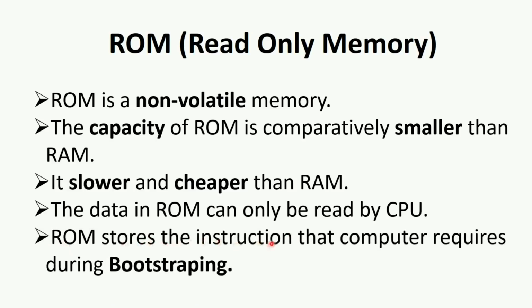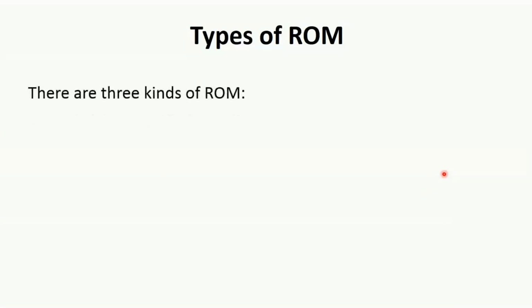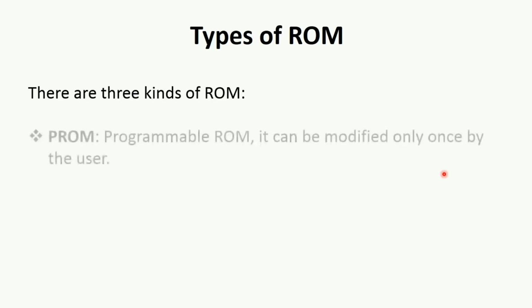ROM stores the instructions that the computer requires during bootstrapping. I think you guys must be aware of the bootstrapping process. It is a self-starting process where the basic software is loaded into the computer memory after power on or on a reset. Basically there are three types of ROM: PROM, EPROM and EEPROM.